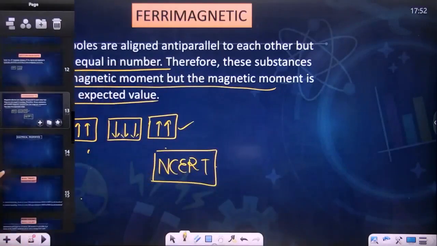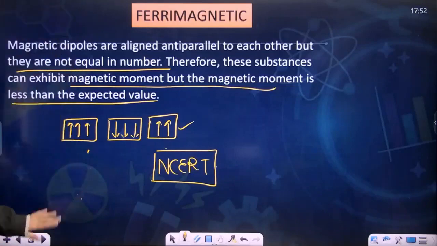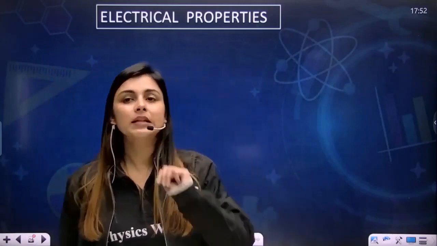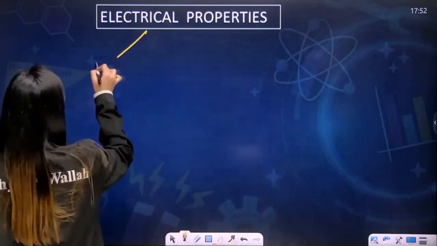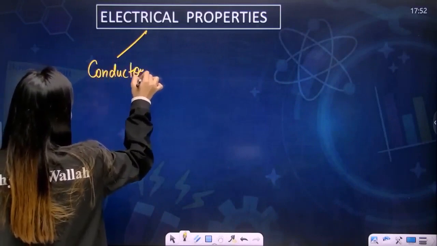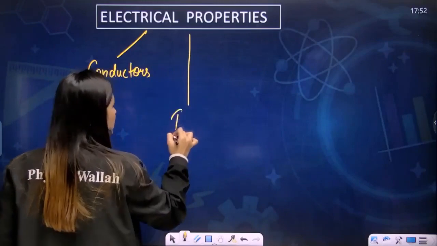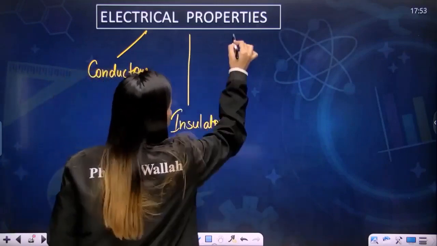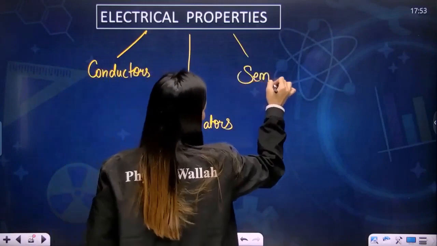Perfect. So now, my dear students, I hope you've written till now. The next is your electrical properties. So now let's try to understand the electrical properties. You know that on the basis of the electrical properties, you can classify your solids into majorly 3 parts. One is your conductors, or insulators, or semiconductors.